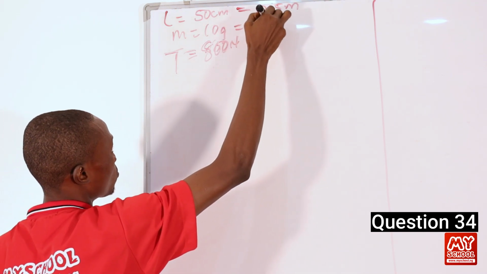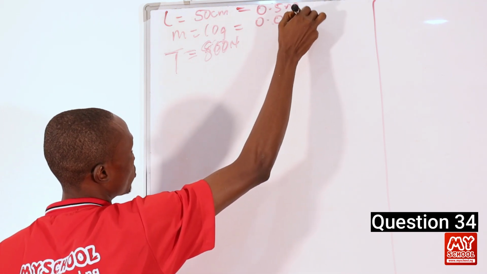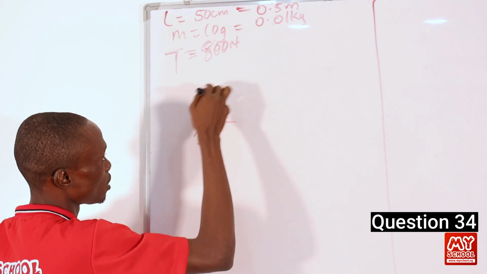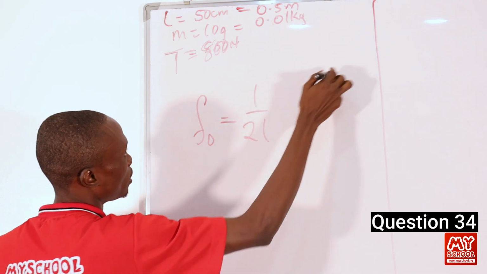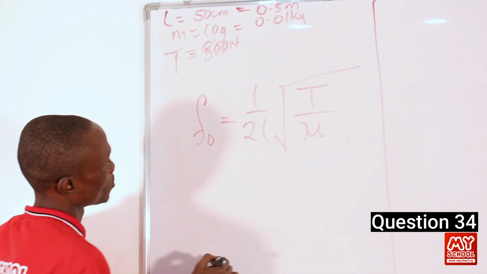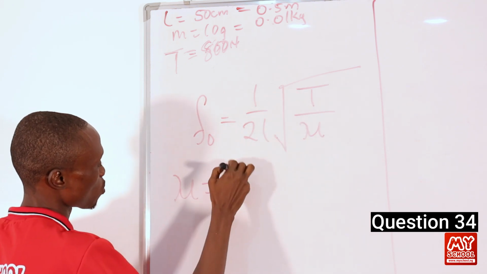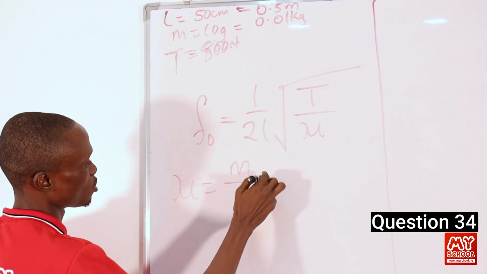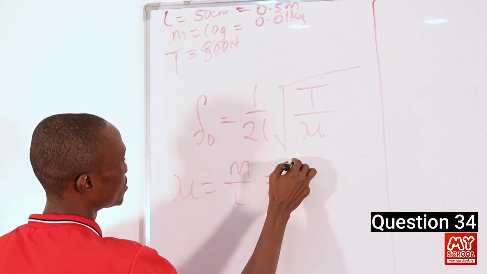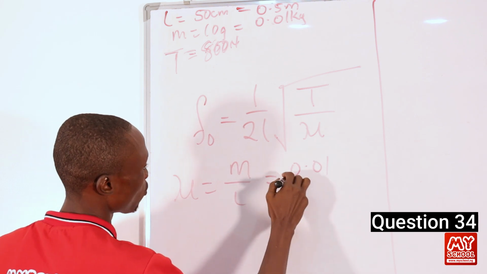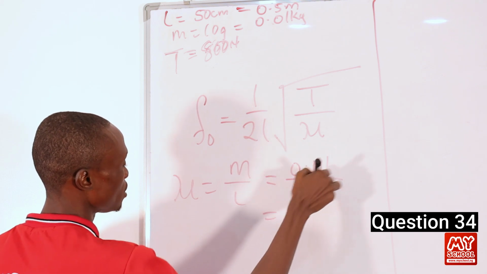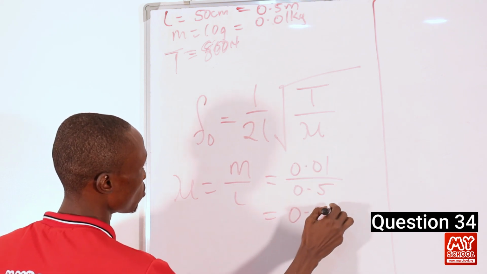That will give us 0.01 kilogram. So fundamental frequency, we can calculate using 1 over 2L, then root T all over mu. But mu is equal to mass all over length. So let's substitute to get the value of mu. That will give us mass is 0.01 over the length 0.5. If we manipulate, this will give us 0.02.